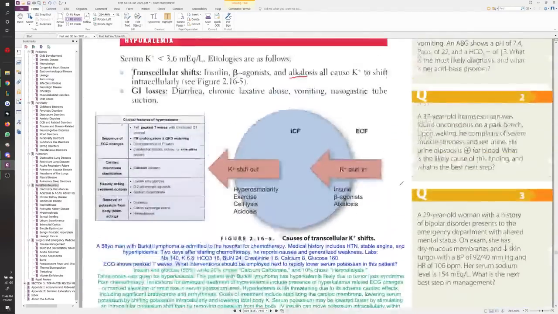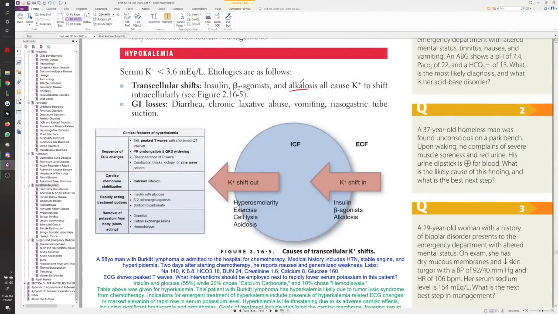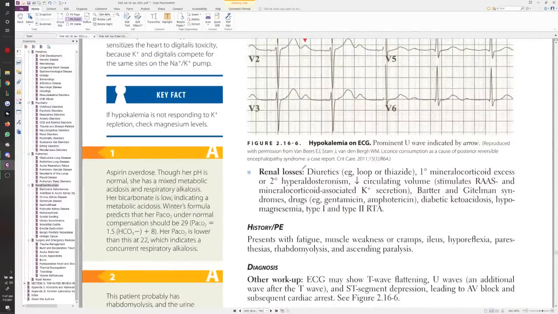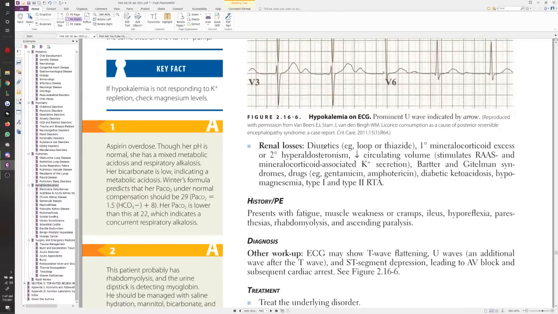The opposite is also true, as I said. So here, alkalosis causes potassium to shift into cells. So you're going to have low potassium in patients with alkalosis problems. A person can also have low potassium because of GI loss, right? You could have someone who has diarrhea, chronic laxative abuse, vomiting, nasogastric tube suction. All of these people are going to lose a lot of potassium along with a bunch of other stuff. And then the last one, renal losses. Someone who's taking diuretics like furosemide would also lose potassium, just like we used furosemide to make a person lose potassium when they have hyperkalemia.